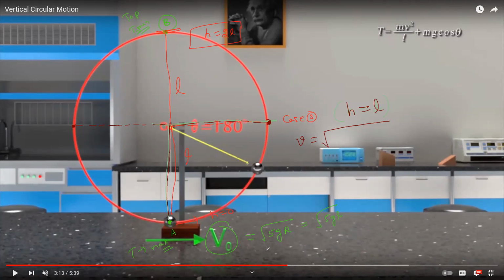We found that here the velocity is root 5GL, and at the top point the minimum velocity is root over GL. Am I right? Now, let us see the first velocity formula and then we'll proceed. So let us imagine the body at this point. What is the velocity we have to calculate at this point? We all know that here the weight of the body is acting in the downward direction. Will you all agree with me? And what is the angle here?